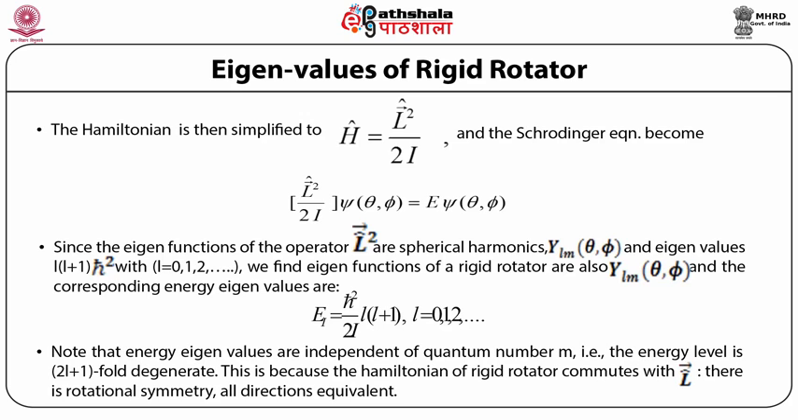And this is because the Hamiltonian of the rigid rotator commutes with the orbital angular momentum operator L, and thus one can see that there is rotational symmetry and all the directions are equivalent. So students, let us now summarize what we have learned in this module.